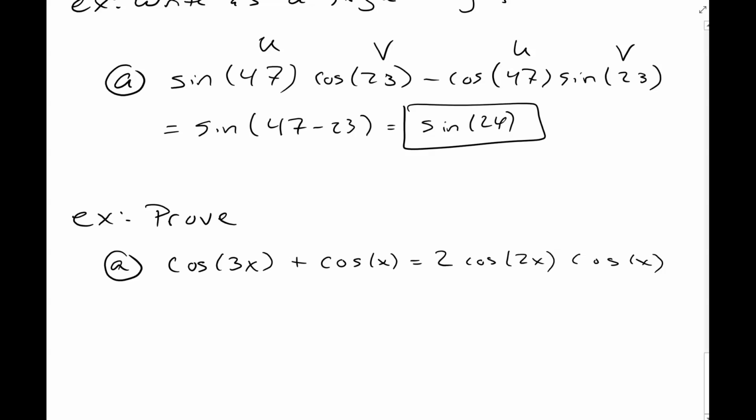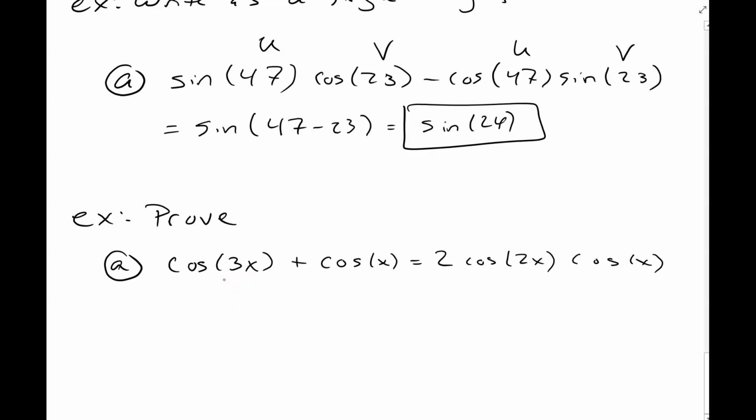So the next one, we're going to prove this identity. Cosine 3x plus cosine x equals 2 times cosine 2x times cosine x. Which side would you want to work on here? I would not work on the right side. I would work on the left. The reason I'd work on the left is the 3x, the side with the bigger coefficient, is usually going to be the place where you're going to want to start.